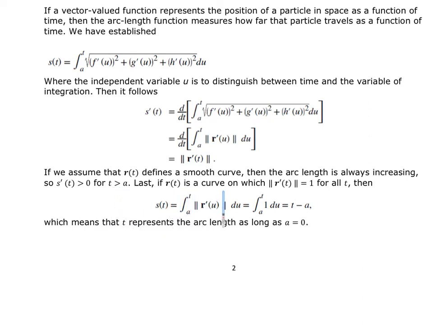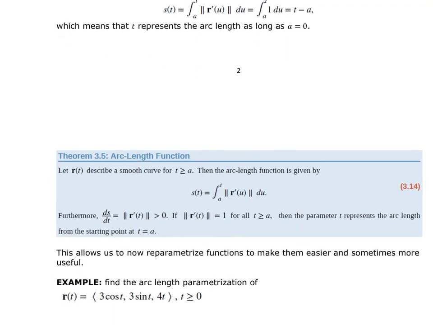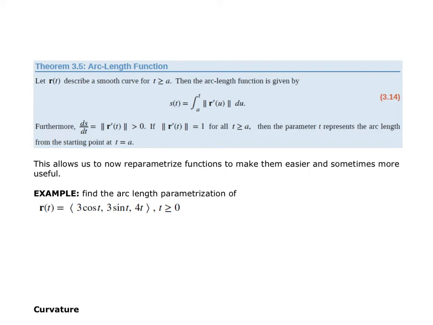So if r of t is a curve on which this modulus is equal to 1 for all t, then we get this: t represents the arc length as long as we start at 0. What this does is allow us to reparameterize functions to make them easier and sometimes more useful. So we have this arc length function. Now, the arc length is a function rather than just a value.